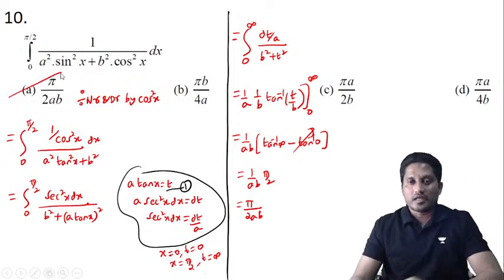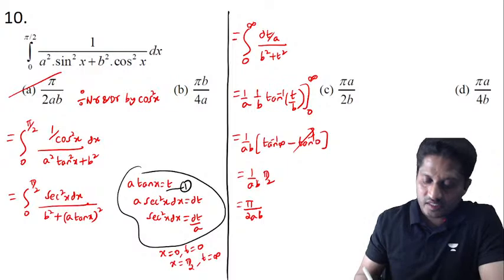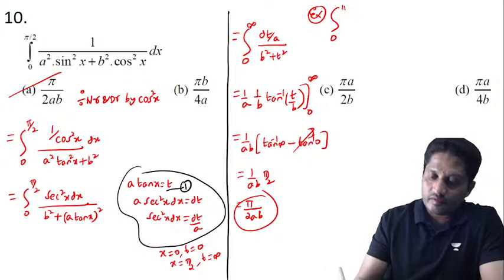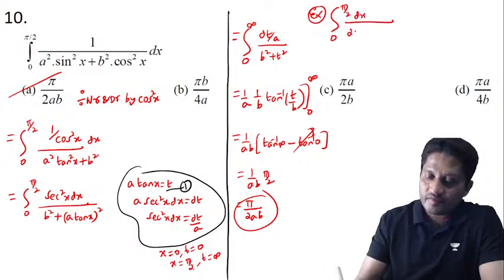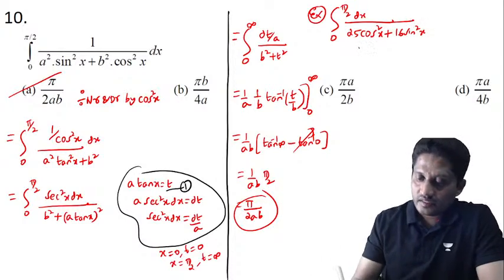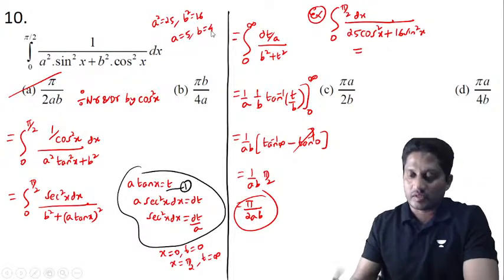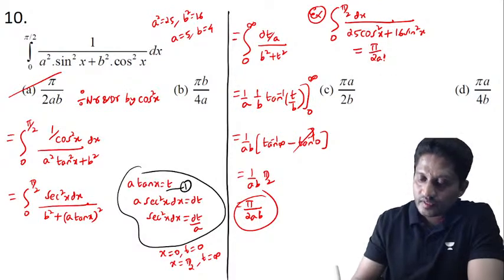Guys, listen. You can directly do the problem. Let's say if you have like this, answer is what? Pi by 2 AB, right? Let's say if you have integration 0 to pi by 2 dx divided by 25 cos square x plus 16 sin square x. If you have a question like this, then if I compare, a square is 25, right? And b square is 16. So a is equal to 5, b is equal to 4. Even if it is not a perfect square, just take the root. Answer is pi by 2ab. So this is equal to pi divided by 2, a is equal to 5, b is equal to 4. Answer will be equal to pi by 40.